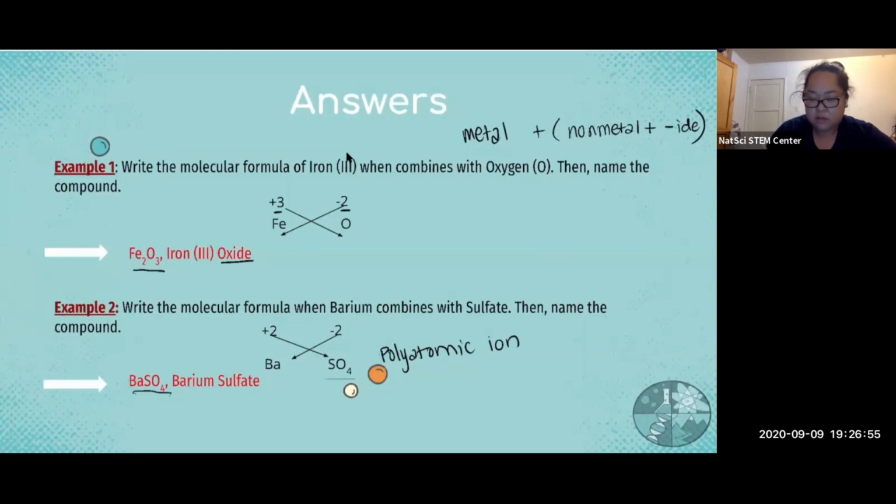And when you cross them, since they cancel each other out, you don't have to add any additional numbers. We have a 4 here, and that's because it's already a part of sulfate, SO4. If there was a charge on this, let's say, we would have to write it as SO4 with parentheses and then the charge, like let's say 2.